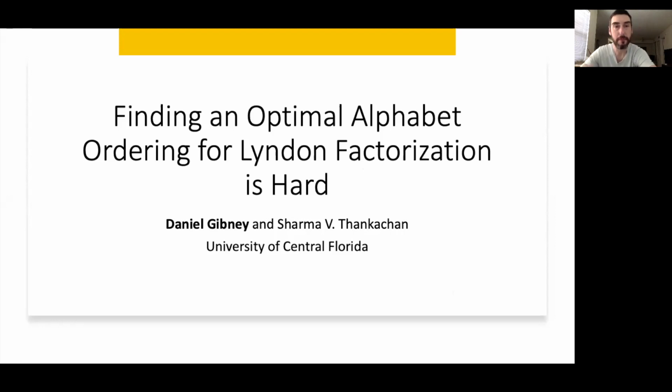Hi everyone, my name is Dan Gibney, and today I'll be presenting our work on finding an optimal alphabet ordering to minimize or maximize the number of Lyndon factors of a string.